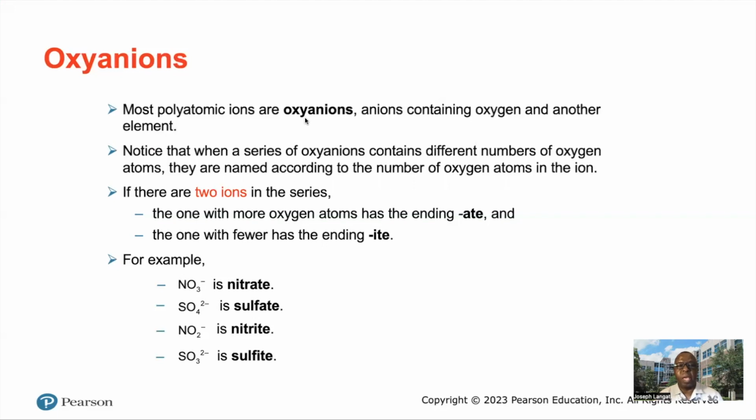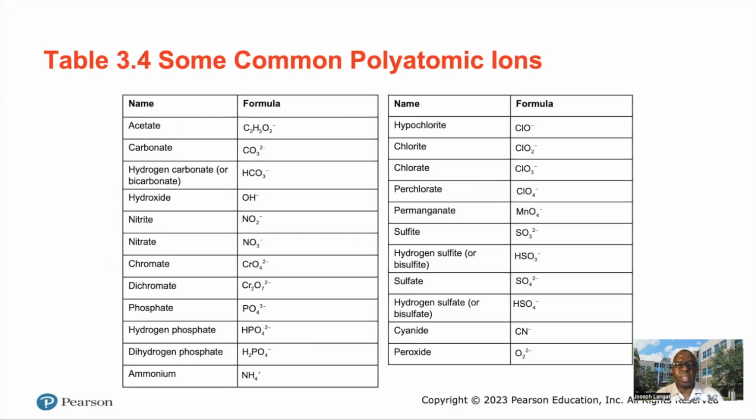Or to name the oxyanions. By the way, oxyanions is the same as saying polyatomic ions, because most of them contain oxygen. We say oxygen, and then they are anions. That means most of them have an overall charge of negative, except a few of them, such as ammonium, NH4 positive, or hydronium, H3O positive, if you look at that.